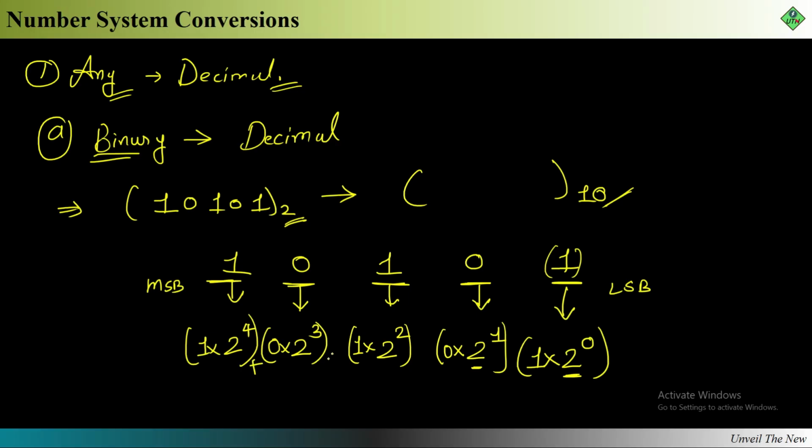At the end, we need to add all this, and after doing the addition, we will get our decimal number. We all know that 1 into 2^4 is 16. Similarly, 0 into 2 raised to 3 is 0, since 0 into anything is 0. 1 into 2 raised to 2 means 4. 0 into anything will count as 0. 1 into 2 raised to 0, which is 1, gives 1. So if you do the addition, 16 plus 4 plus 1 is 21. So your answer is 21.